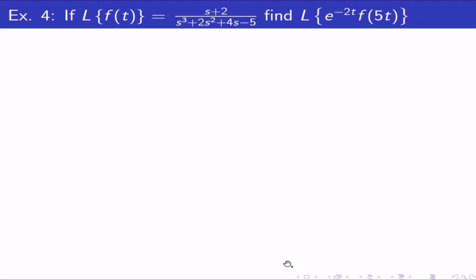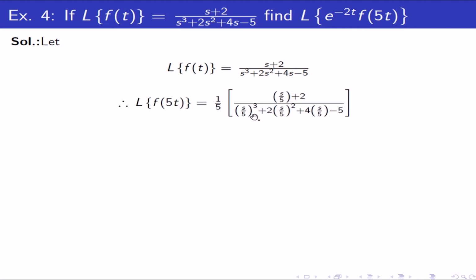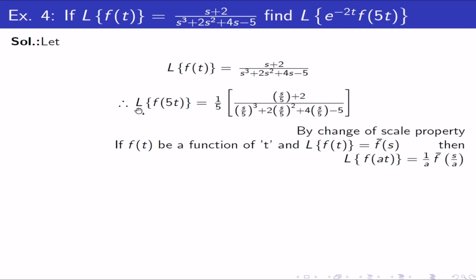Let us take one sum on this property. If the Laplace transform of f of t is equal to s plus 2 upon s cube plus 2s square plus 4s minus 5, find the Laplace transform of e raised to minus 2t f of 5t. I'll start with what we have given. Let the Laplace transform of f of t be equal to s plus 2 upon s cube plus 2s square plus 4s minus 5. We want to find the Laplace transform of f of 5t, that is, instead of a, we want to replace a by 5.